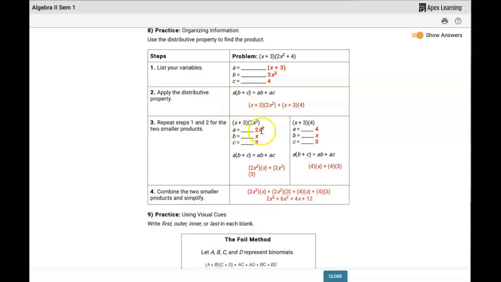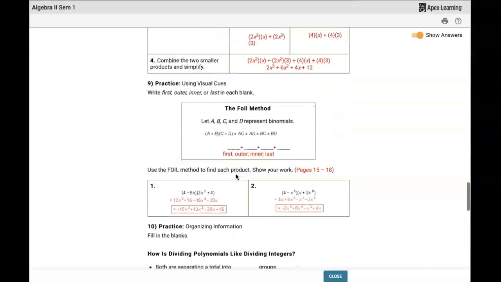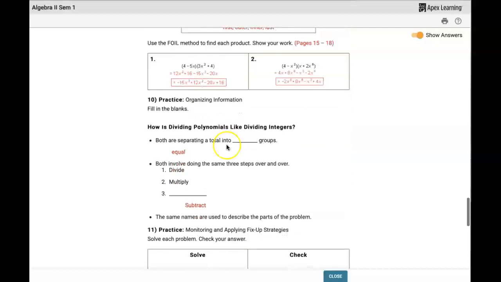My A value for this one would be my 2x multiplied by x multiplied by 3. Same thing here, I've got 4 multiplied by x multiplied by 3. And then I can combine them vertically. Or, if that doesn't work out for you, or it's impossible with that one, you can do the FOIL method. So first, outer, inner, last.